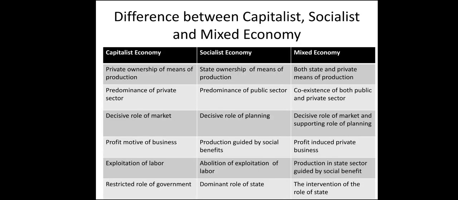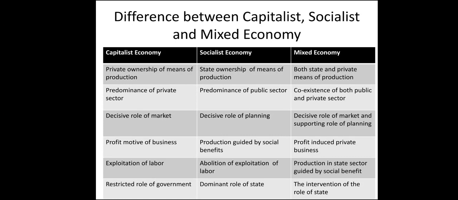So we have discussed the three economic systems, that is capitalist economy, socialist economy and mixed economy. Now let us try to compare the three and find out the differences that differentiate all three economic systems from one another. As on the slide, you can see three columns of capitalist economy, socialist economy and mixed economy.